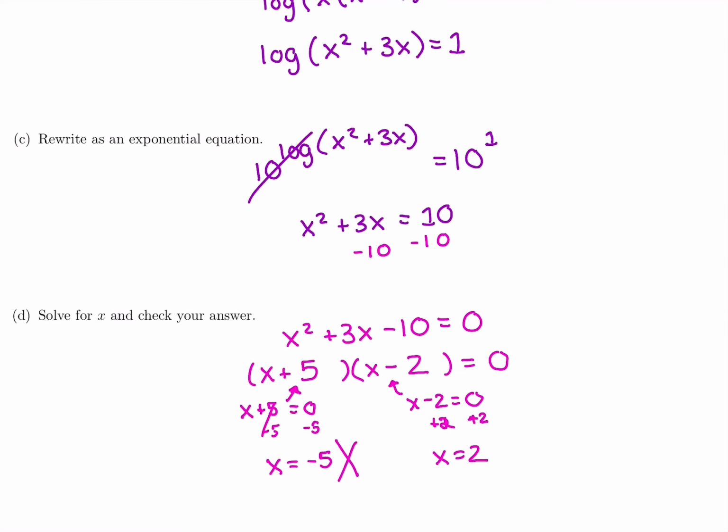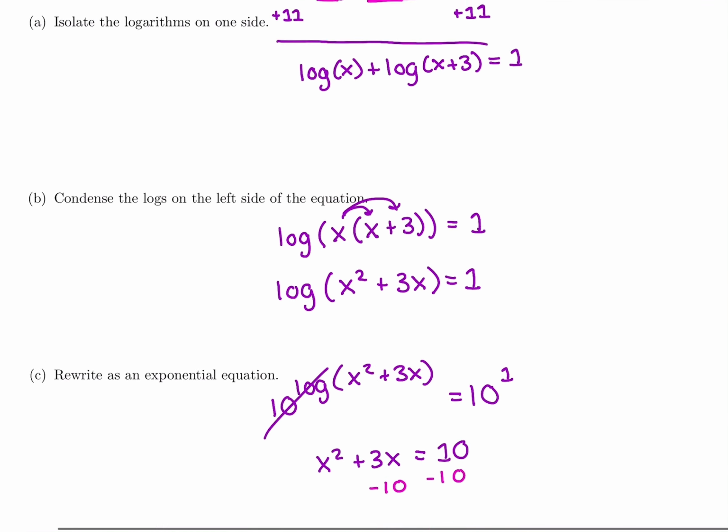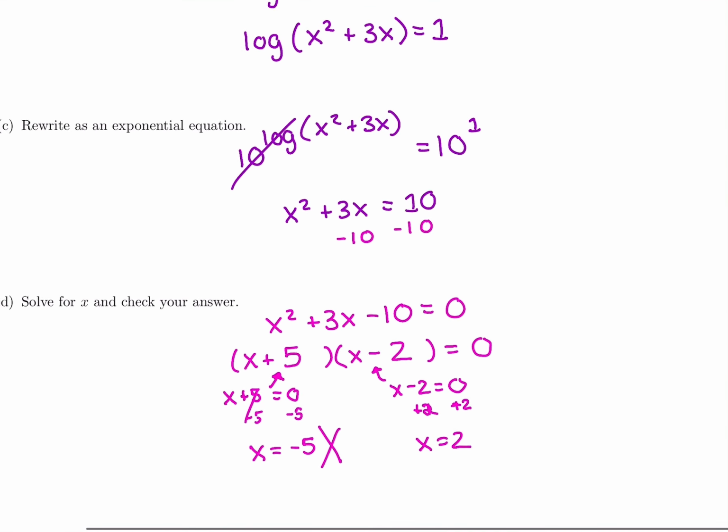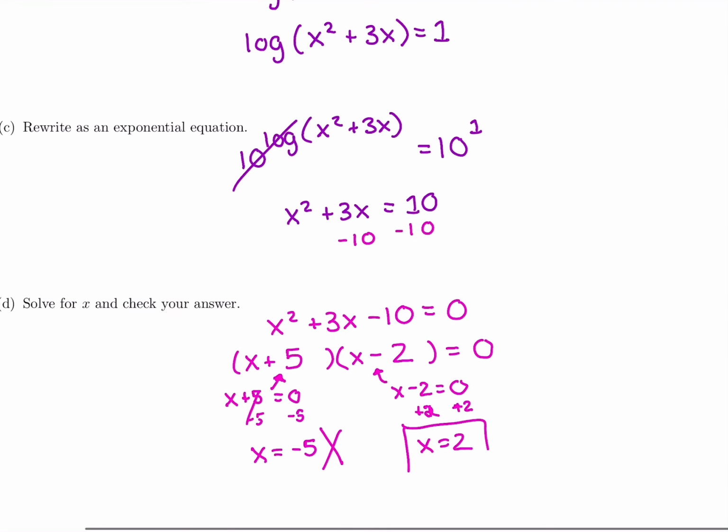Now we can grab our calculator and try 2 though and see if it does. So you want to do negative 11 plus common log of 2 plus common log of 2 plus 3 and hit enter and you get out negative 10. So you know you did it correctly. Plugging in 2 back to the original function doesn't give you an error like negative 5 does. It gives you negative 10, which is the exact solution you're supposed to get.